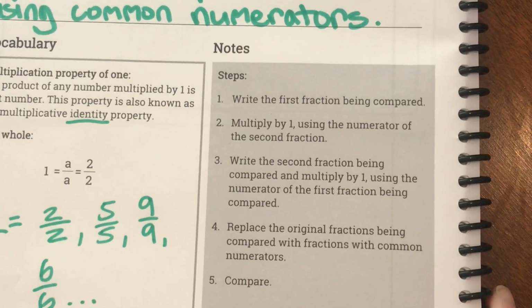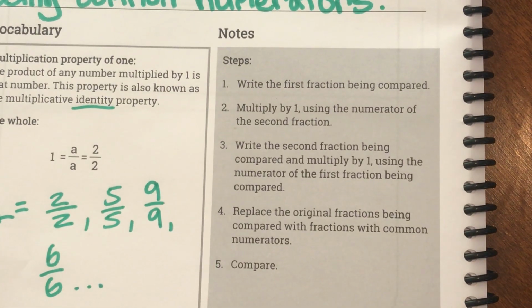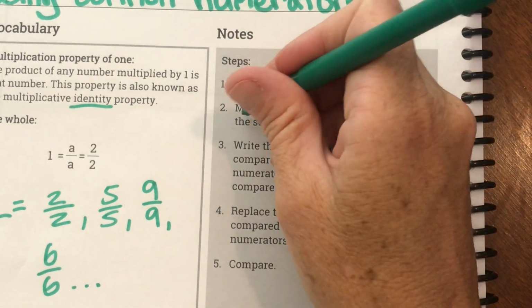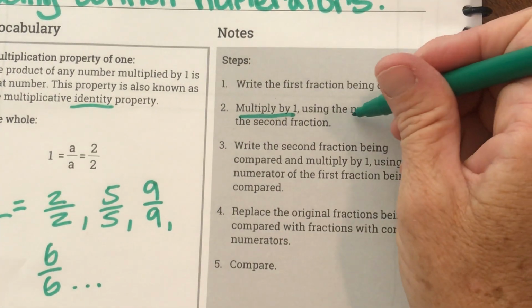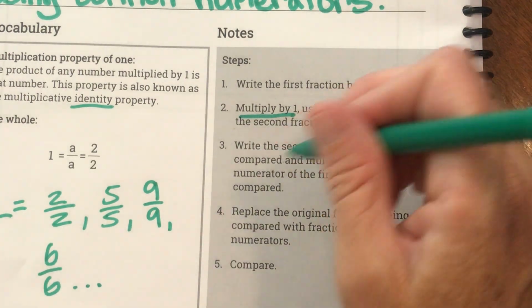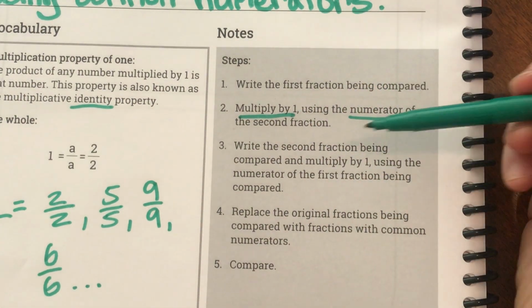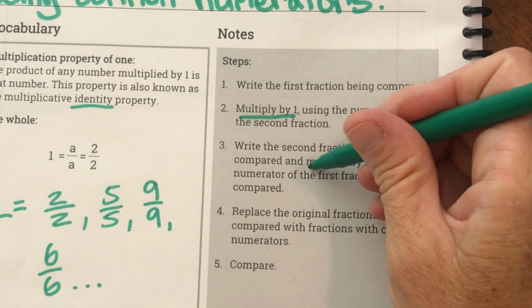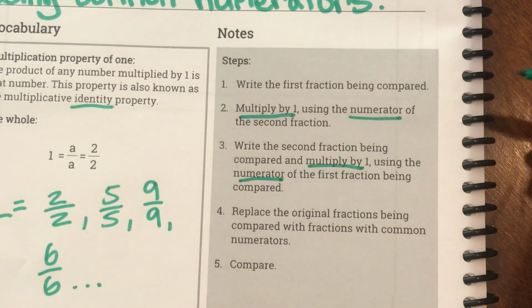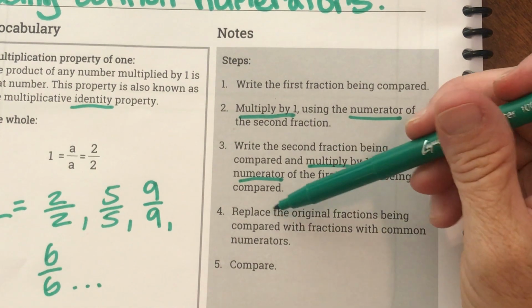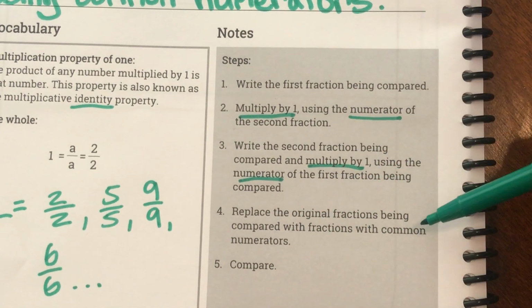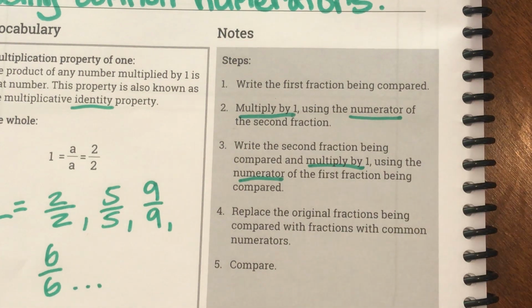Okay, our steps today are going to be very similar to how they were in the last video. We're just going to change one thing. So we're still going to write the fraction being compared, and we're still going to be multiplying by 1, but this time we're going to use the numerators of the second fraction. And then we're going to write the second fraction being compared and multiply by 1 using the numerator. Then we'll be replacing the original fractions being compared with fractions with common numerators and compare. So you're probably going to see a lot of similarities today to what you did yesterday.